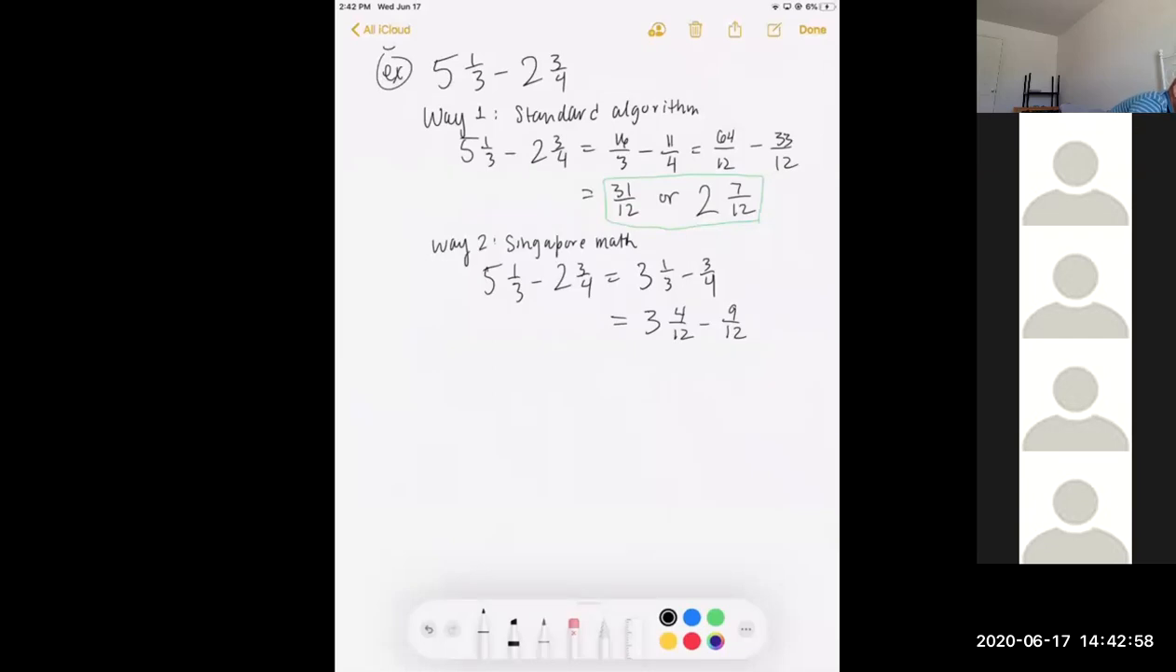What we're going to do is take 12/12 away from the 3. That becomes 2 plus 12/12. And we can take those 12/12 and add them to the 4/12. When I do that, I have a new number in a different arrangement with the same value, and it's 2 16/12. Now I can subtract off 9/12 from that. It gives me 2 7/12.